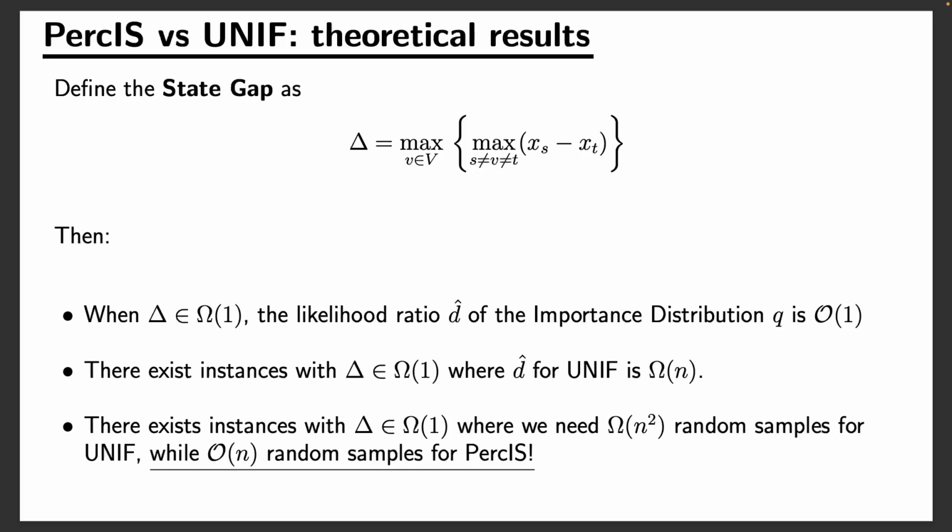And finally, we show that there exist instances with still delta in omega of 1, where we need omega of n squared random samples from uniform, while we need big O of n random samples for PURCHASE. And this is a factor of n improvement compared to the uniform distribution. Moreover, in all the real-world graphs analyzed in this paper, we observe that our delta is equal to 1.